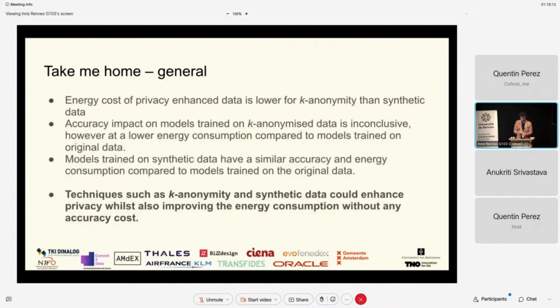Let me proceed. So, in general, the conclusions: the energy cost of privacy-enhanced data is lower for k-anonymity than for synthetic data. The accuracy impact of models trained on k-anonymized data is a bit inconclusive. It changes a bit, probably due to the data set. And the models trained on synthetic data have a similar accuracy and energy consumption to the original data, which is what it should do. In general, techniques such as k-anonymity and synthetic data could enhance privacy. But the most important finding of our study was that it can also improve the energy consumption without any accuracy cost. So while they might seem like two orthogonal directions, energy consumption and privacy, they actually could go hand in hand.